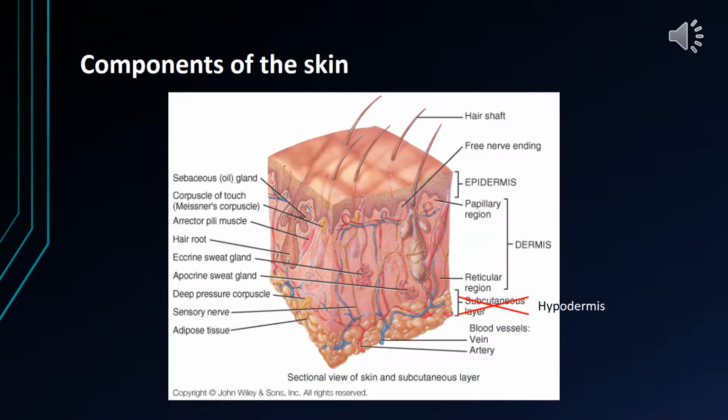This diagram shows the various components of the skin, including the 3 layers, and it's actually kind of out of date. I had crossed out subcutaneous layer and replaced it with the term hypodermis, just to be clear that we're not going to call it the subcutaneous layer anymore. And we're going to talk about most of these components of the skin in the following slides.